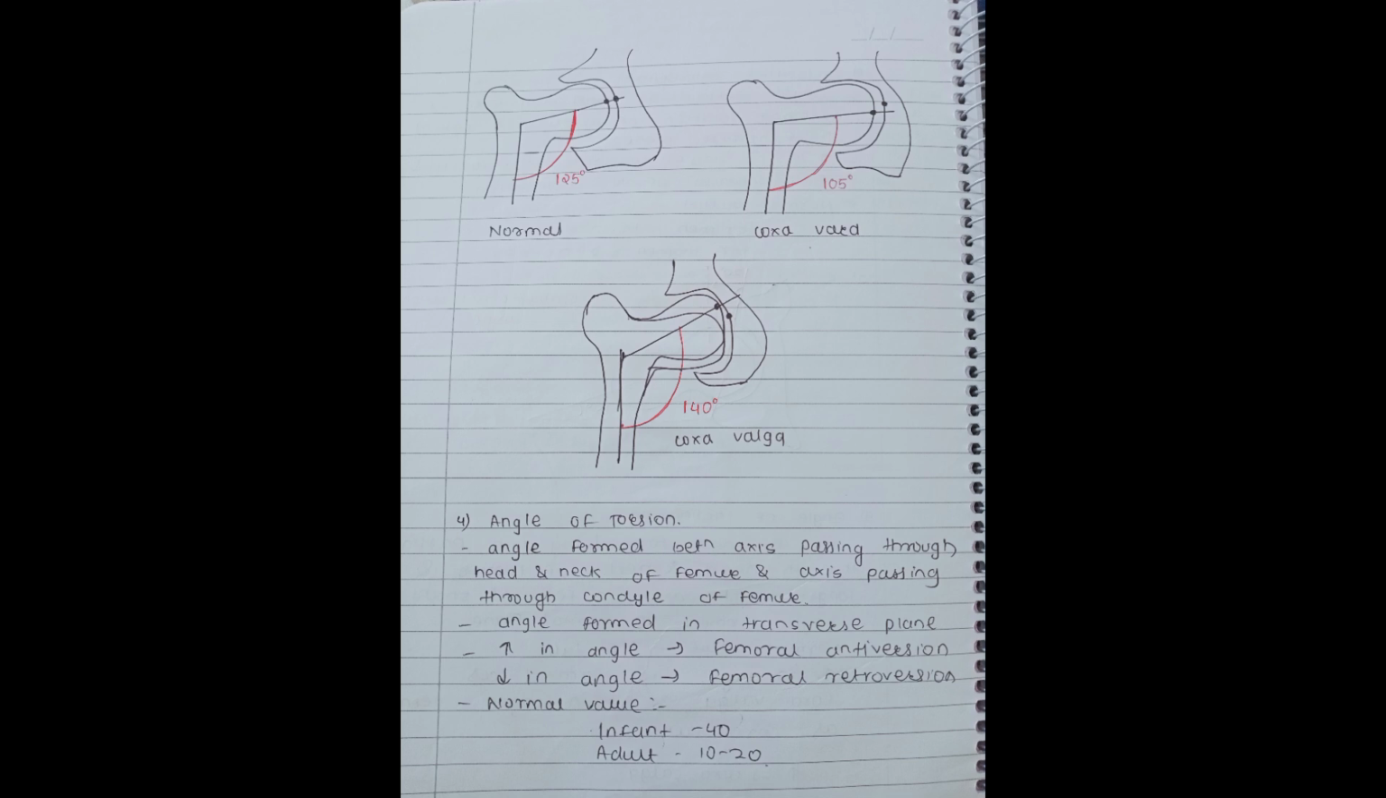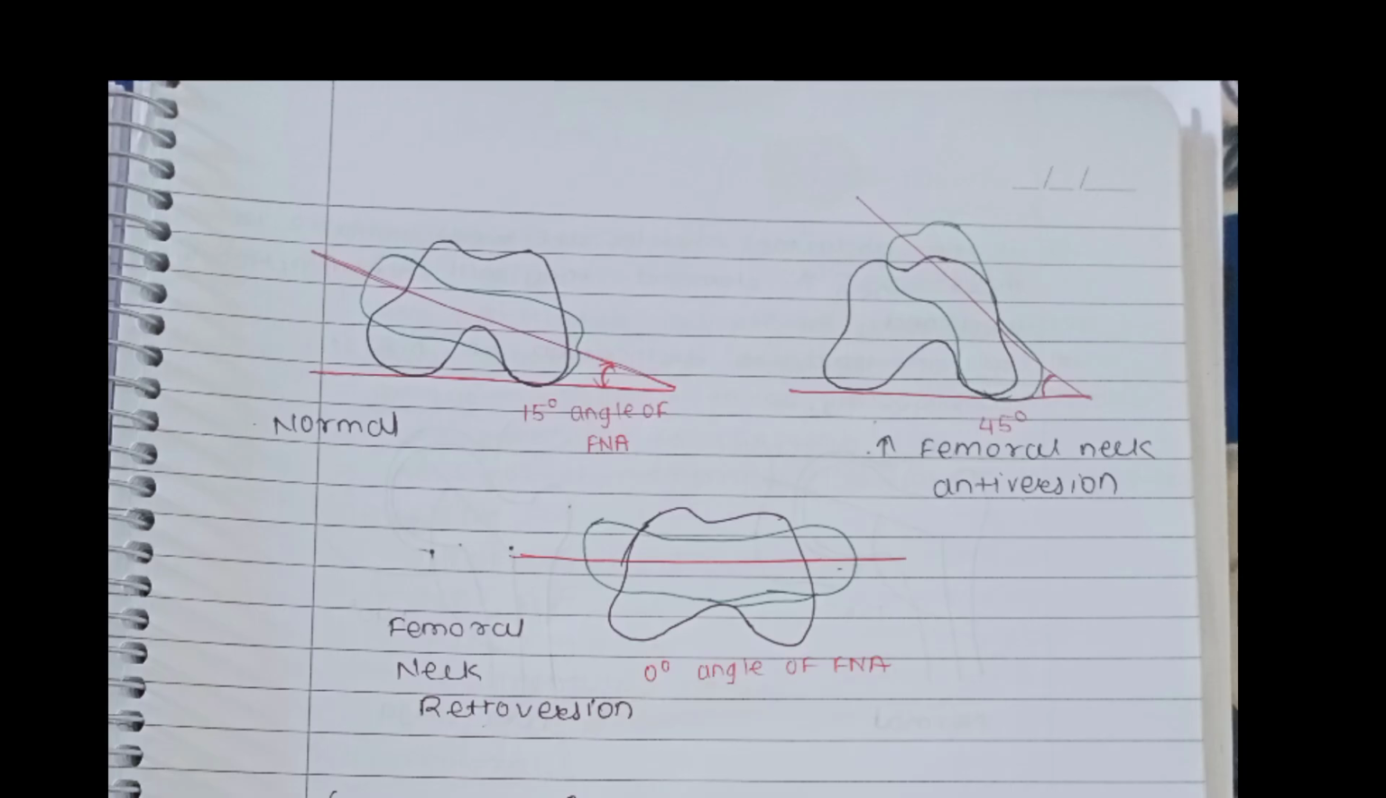And last is the angle of torsion. This is the angle formed between the axis passing through the head and neck of the femur and the axis passing through the condyles of the femur. An increase in angle is called femoral anteversion and a decrease in angle is called femoral retroversion. Here are the diagrams of the anteversion and retroversion. For anteversion it is 45 degrees and for retroversion 0 degrees.